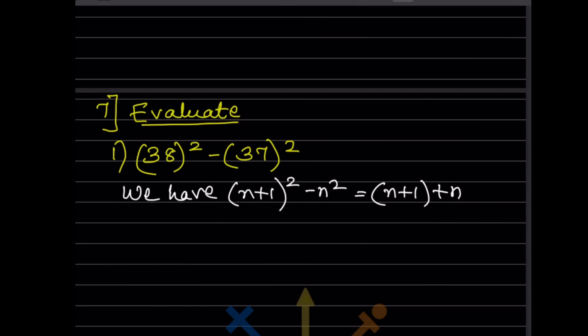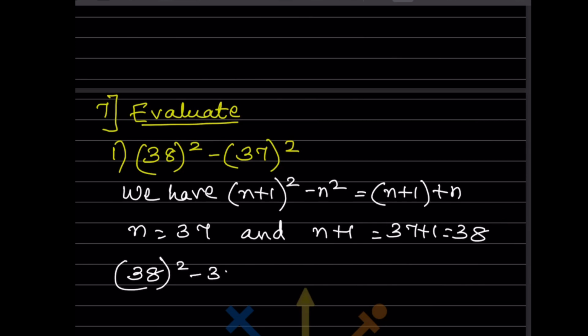So here n we will consider this as 37, because here the small number is 37. So here there are two numbers, 38 and 37. So we'll consider the n as 37. And this n plus 1 is going to be what? That will be 37 plus 1, that will be 38. So now what are you going to write here?